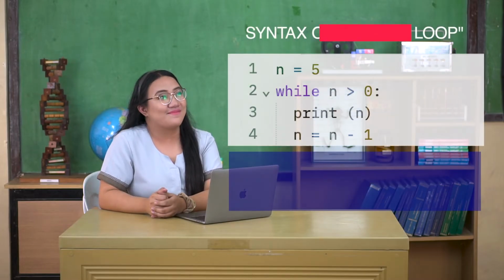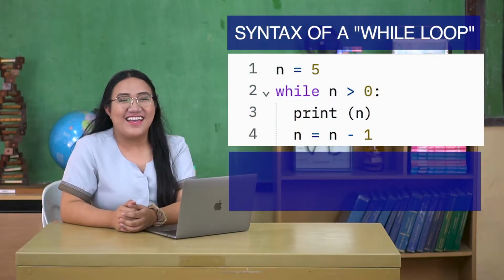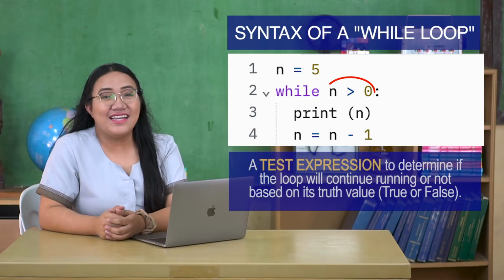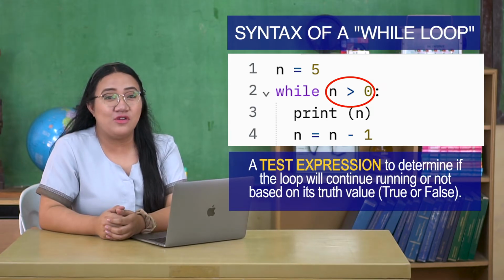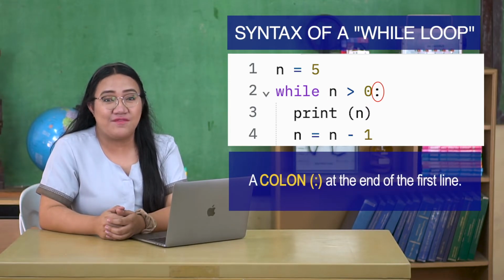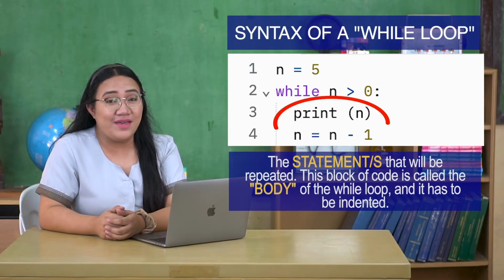To understand more about the while loop, let's check its basic syntax. These are the main elements of a while loop. A space follows the while keyword. A text expression to determine if the loop will continue running or not, based on its truth value. A colon at the end of the first line. The statement or statements that will be repeated.